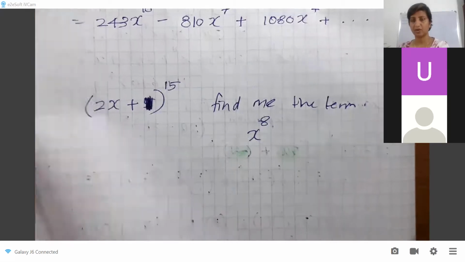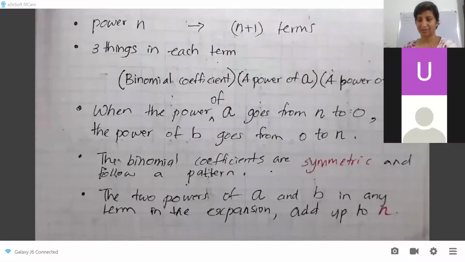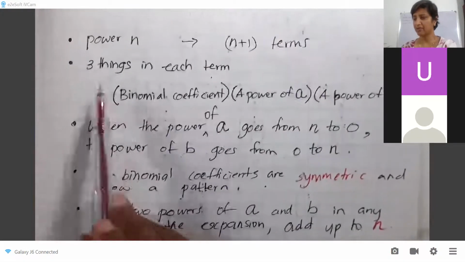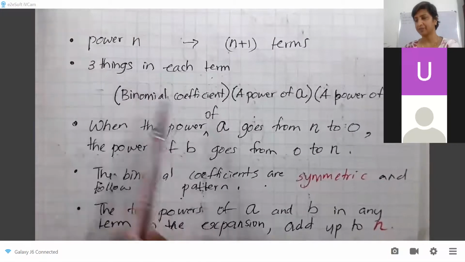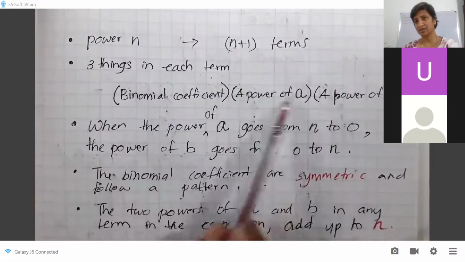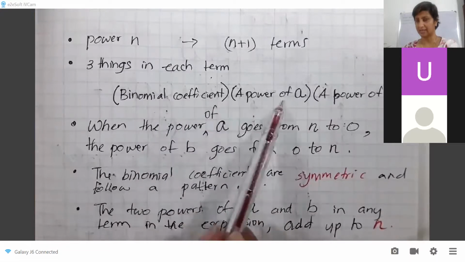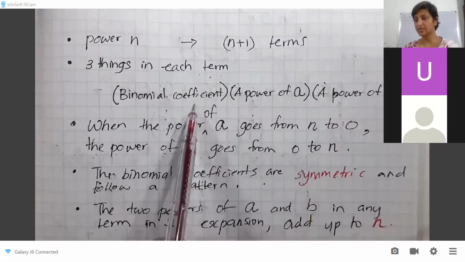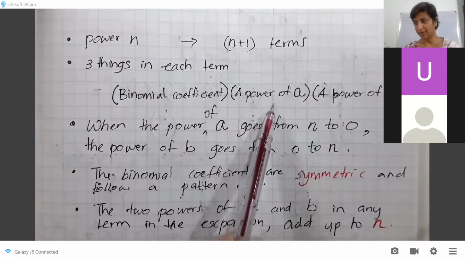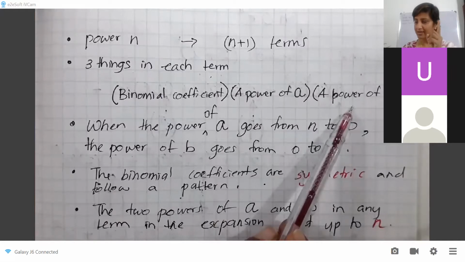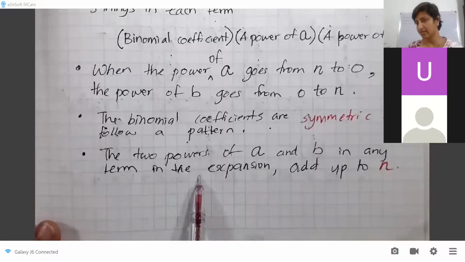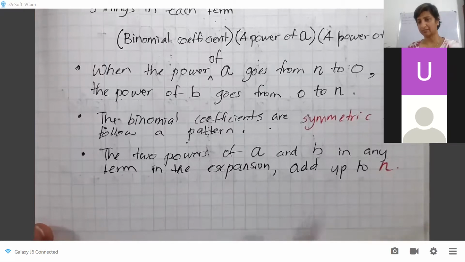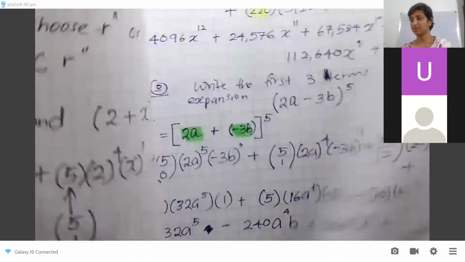Okay. This observation, remember we observed that any term in your expansion is made out of three things: a binomial coefficient, a power of A and a power of B. And the two powers of A and B add up to N. Can you think?